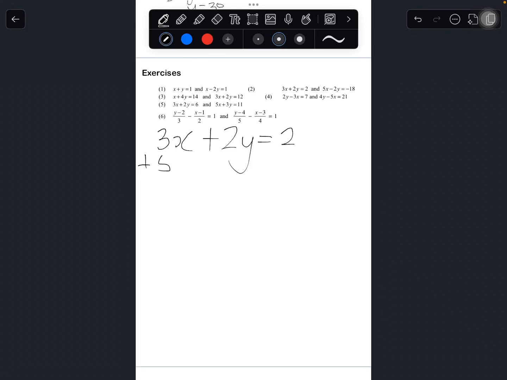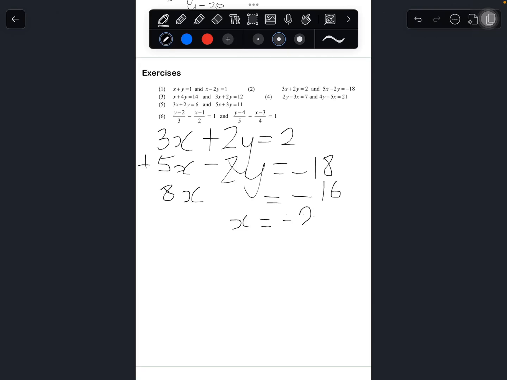5x minus 2y equals 18. So we're going to have 8x. The y's are going to cancel out because positive 2y minus 2y will cancel out, and then we're left with 16, and then we can get x equals 2. Let me write this neatly for you.